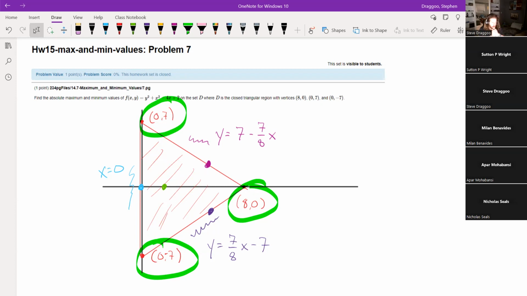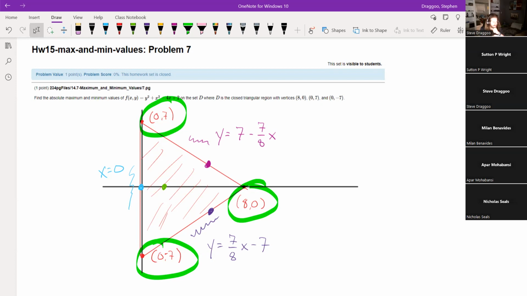There's one critical point on the interior. That's the one marked in green. There are the 3 boundary points that all need to be checked: 8, 0, 0, 7, and 0, -7. Those are the ones that are highlighted. And then each of the boundaries will also have a critical point on those edges.